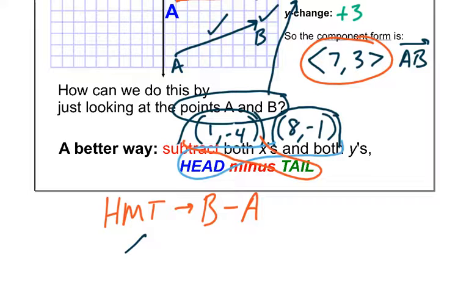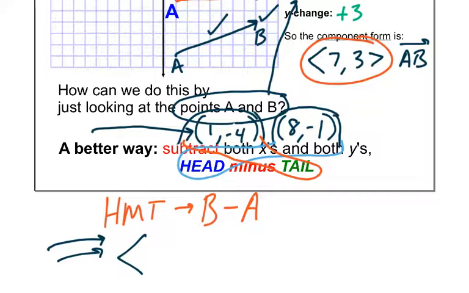Okay, so let me open up. And notice the notation here. I've got these little pointy brackets here, and that's for component form versus the curved parentheses, which are for coordinate points. Points have the parentheses. Vectors have the pointy brackets for component form. Okay, how about B minus A? And this is the BX minus the AX and the BY minus the AY.